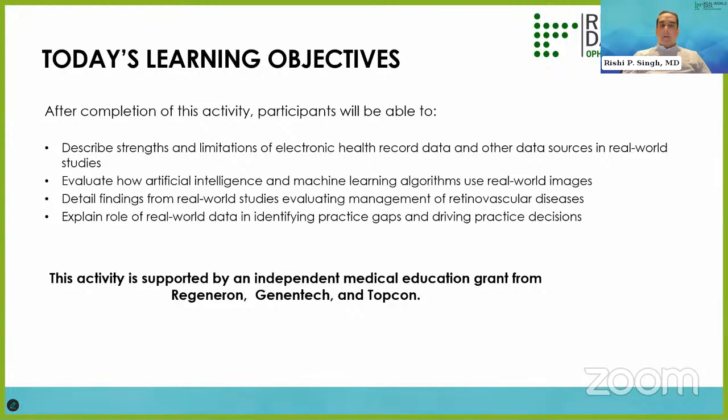Today's activity will focus on electronic health record data from data sources in the real world. We're going to evaluate how artificial intelligence and machine learning algorithms use real world images. We'll talk about some of the real world studies and their outcomes and how they're impactful for us. We'll have live Q&A, so please ask questions. There's going to be a Q&A box, and we'll get to your questions during the program. We're also going to explain some of the practice gaps and opportunities in real-world data. Obviously, this is not a perfect science, and we're going to learn from each other today, and hopefully that will stir additional research and education and initiatives by all of us on this program.